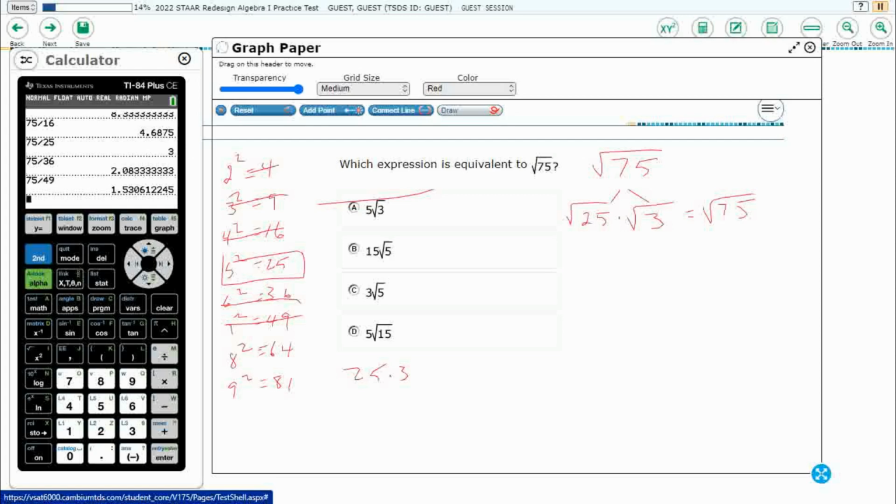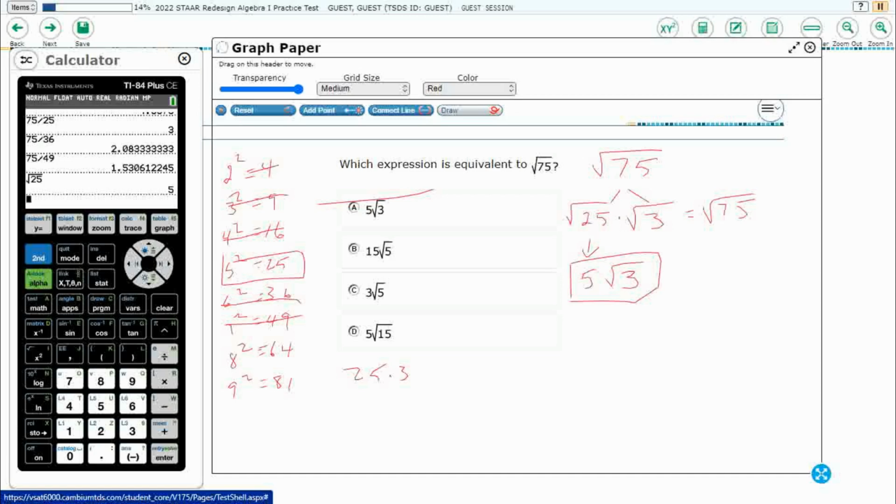How is this helpful? Well, we can't do anything with the square root of 3, but we know what the square root of 25 is, right? I mean, if we need to verify it, we can, but the square root of 25 is just 5. So now I can say this square root of 75 is the same as 5 square root of 3. Because that 5 is the same as square root of 25, which I factored out.